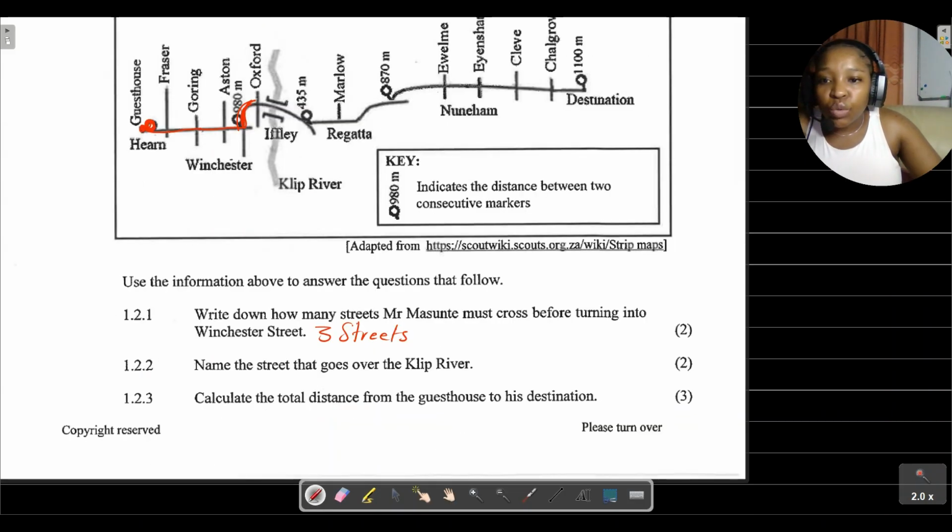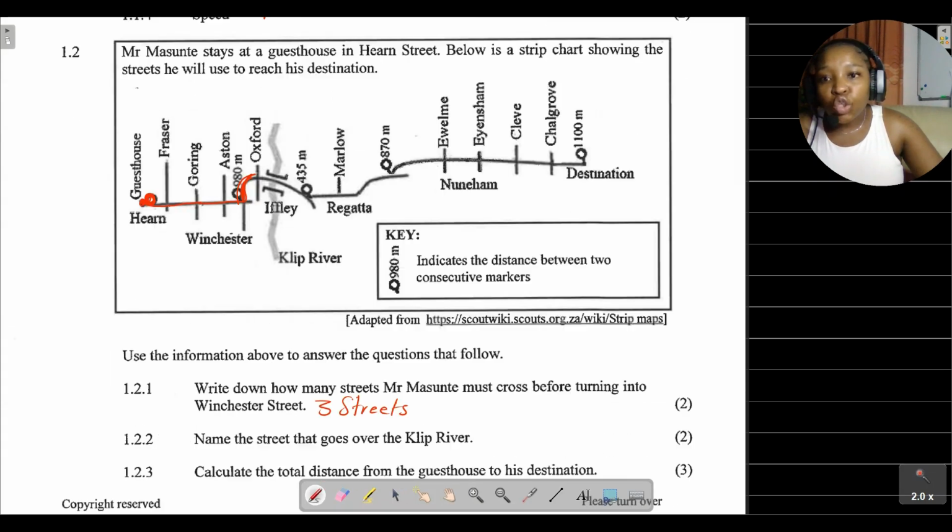Question 1.2.2. Name the street that goes over the Klip River. So what's the name of the street that goes over the Klip River? Where's the Klip River here? We can see that this is our Klip River. Do you see there? So what's the name of the street that goes over that Klip River? From there to there, it's Iffley. So the name of the street is Iffley Street.